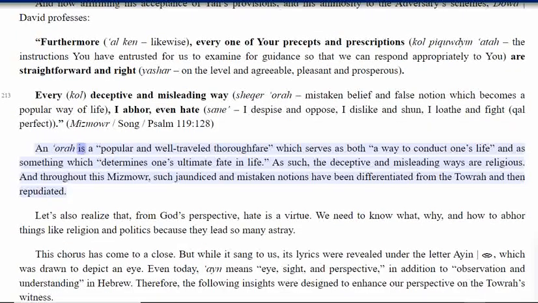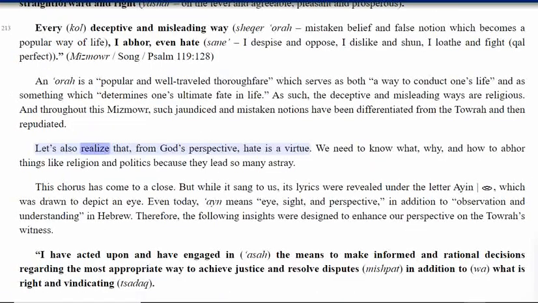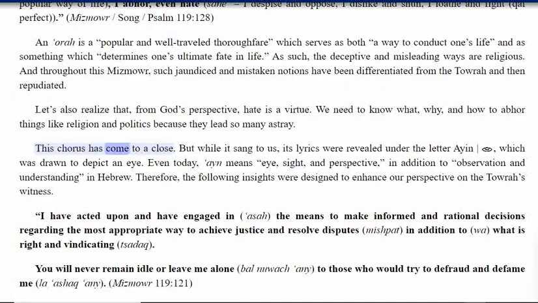119-128. An aura is a popular and well-traveled thoroughfare which serves as both a way to conduct one's life, and as something which determines one's ultimate fate in life. As such, the deceptive and misleading ways are religious. And throughout this Mizmowr, such jaundiced and mistaken notions have been differentiated from the Torah and then repudiated. Let's also realize that, from God's perspective, hate is a virtue. We need to know what, why, and how to abhor things like religion and politics because they lead so many astray. This chorus has come to a close.